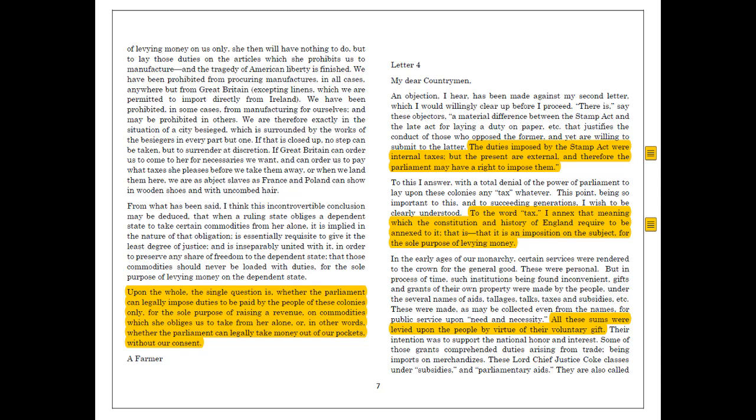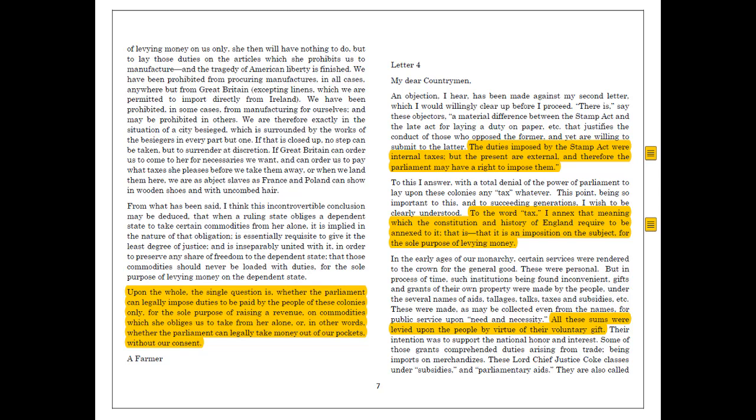This is the core kind of parliamentary position all the way through the 17th century as they're arguing with the king over who has the right to impose taxes. Parliament insists that all taxes are in fact the voluntary gift of the people, because the king does not own their property. The people own their own property.